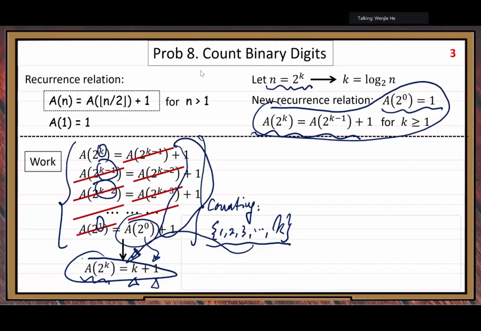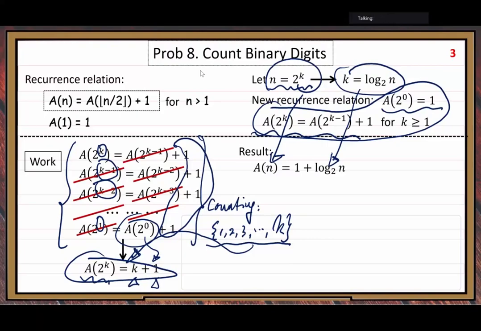All right, let's do it. Based on our assumption, 2 to the k is n. That's an easy conversion: replace 2 to the k by n. Then k is log base 2 of n. So if we write it in terms of n, we have this representation. This formula is supposed to be our final answer.